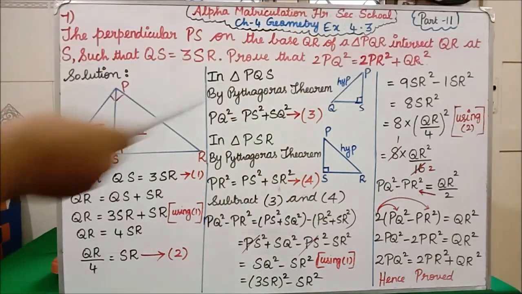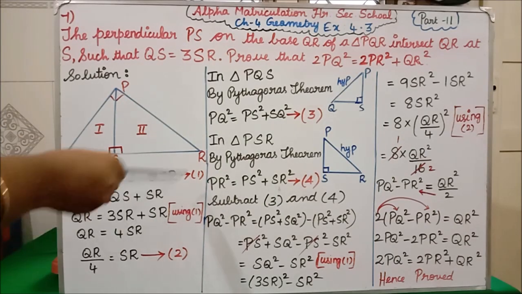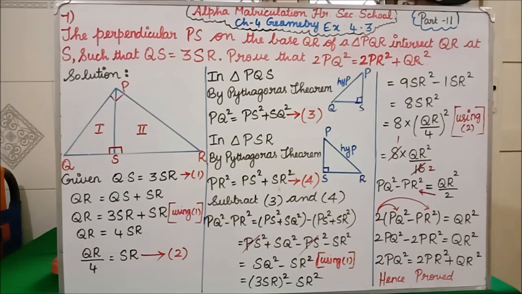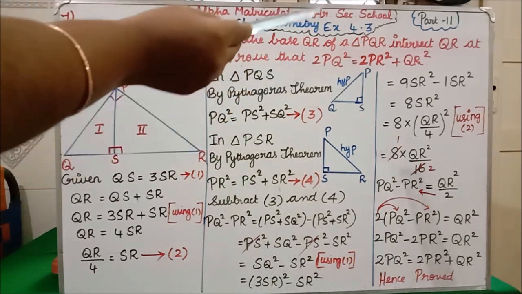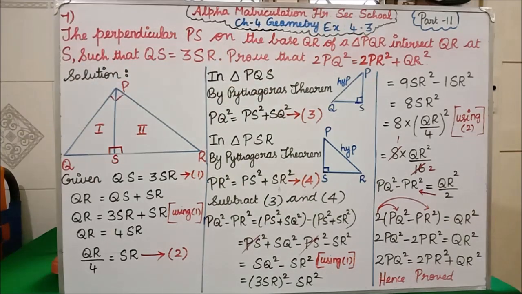The line intersects QR at S, such that QS equals 3SR. They have given QS equal to 3SR. Then we have to prove 2PQ square equals 2PR square plus QR square. Clear students? Now we'll start.